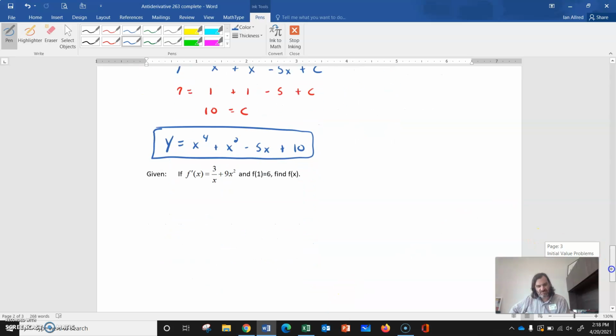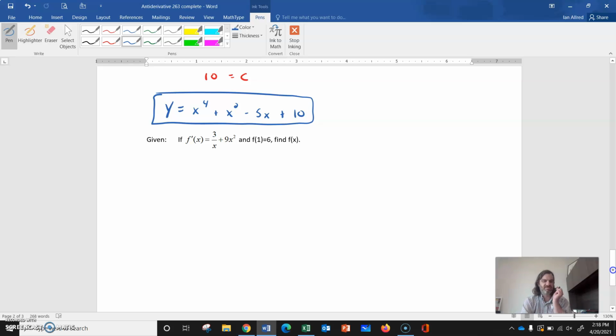Okay. One more example of this initial value problem. Here we have the derivative f prime equals 3 over x plus 9x squared. And we're also given that f of 1 equals 6, so that's an xy point, and we're trying to find the actual equation. So let's see here. We'll take the antiderivative of both sides, so that'll give us f of x equals, this is 3 times 1 over x.